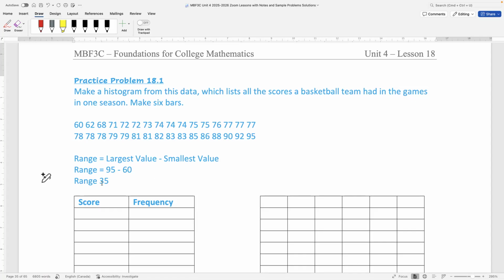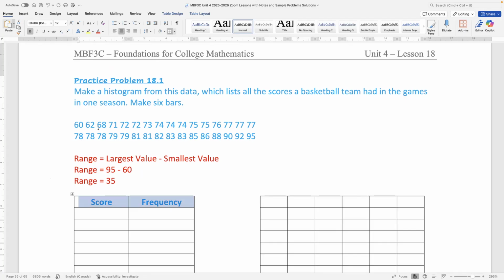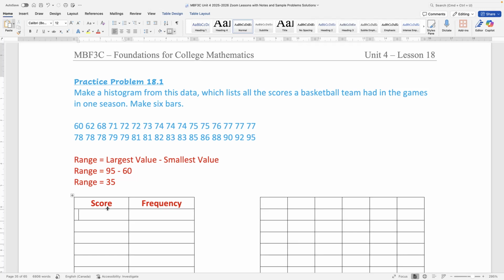So the range is equal to, and I'm going to make this red because this is the solution here now. Back to home and change that to red. And I'm going to center this and make that red as well. So what we have to do now is we want to make a range of data. So we're going to go from 60 to 95, which is 35.